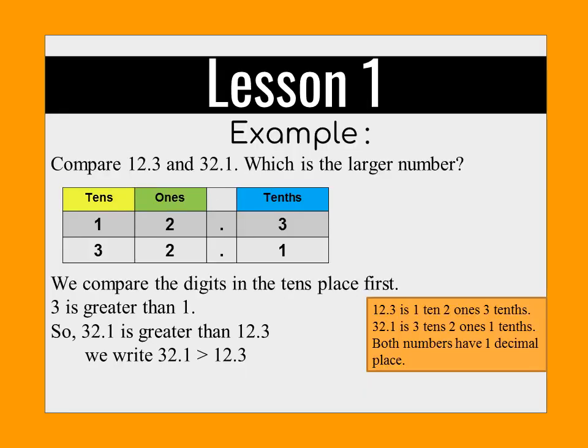Here is an example. Compare 12.3 and 32.1. Which is the largest number? We compare the digit in the tens place first. 3 is greater than 1. So, 32.1 is greater than 12.3. Or we can write 32.1 > 12.3.